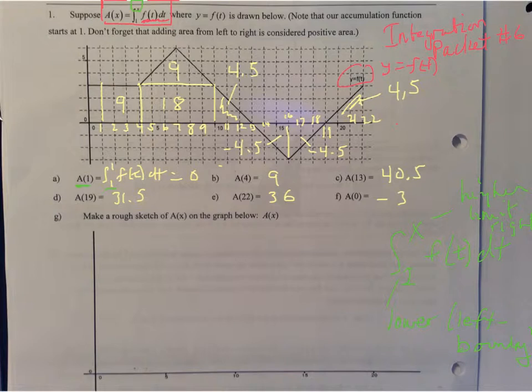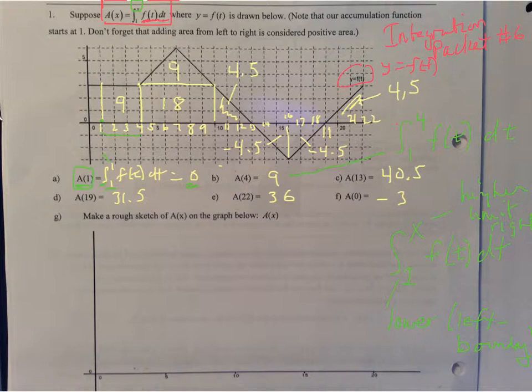So if we're going to find the area from 1 to 1, well, there's no delta x, there's no width in here. So if delta x is 0, 0 times any number would be 0. So the area under the curve, when the limits are the same, is always going to be 0. Now, A of 4 means I am taking the integral from 1 to 4 of my function of t, dt. So I'm going to add up everything between 1 and 4. From 1 to 4 is this rectangle in here. I have a distance of 3 and a height of 3, so 3 times 3 is 9.